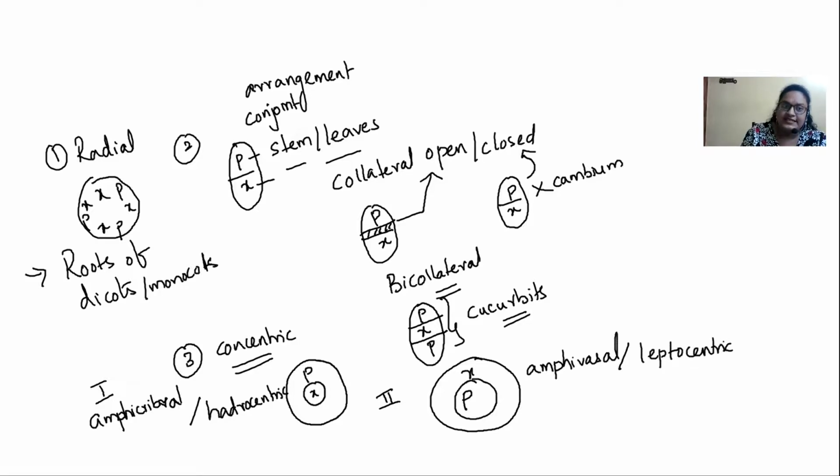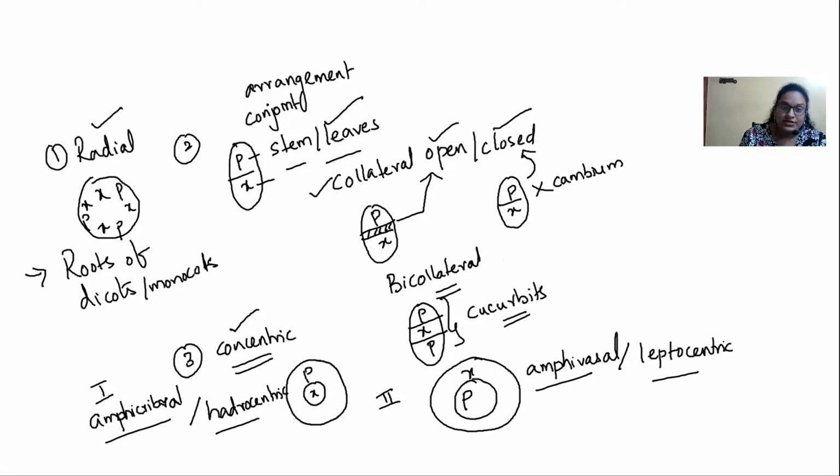Okay, so we can see either the radial arrangements, we can see the conjoints where they are collateral. They can be collateral open, closed, and we can see concentrics where they're surrounding each other, and these might be the amphicribral or amphivasal. The amphicribral called as hadrocentric, as well as amphivasal called as leptocentric. And we can even see the bicollateral conjoint vascular bundles also.